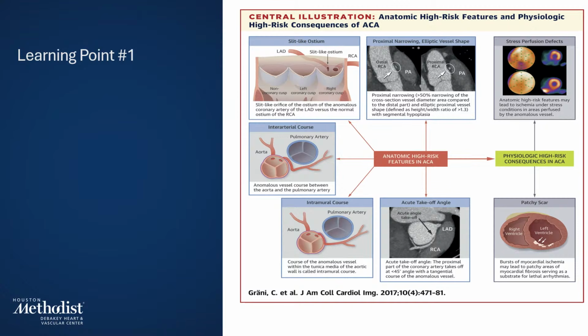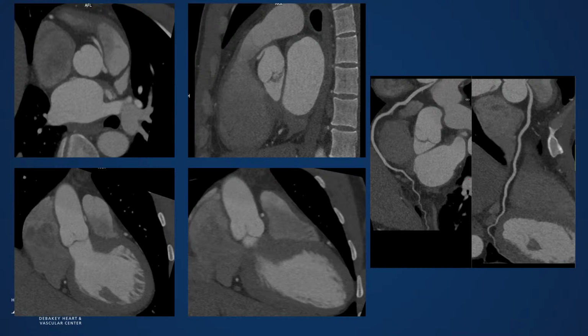ostium. Other than CT, other cardiac modalities may also help in these situations. For example, myocardial perfusion imaging studies may show stress perfusion defects, or cardiac MRI may show some patchy scar because of repeated bursts of myocardial ischemia and fibrosis, which may serve as a substrate for lethal arrhythmias in these cases. So keeping those features in mind, let's look at our patient's images in detail.